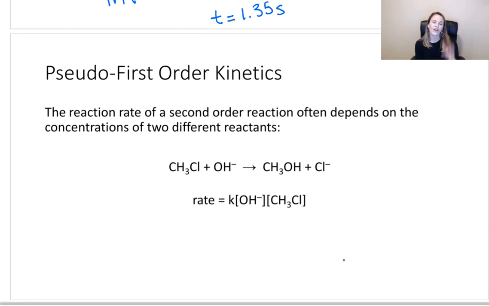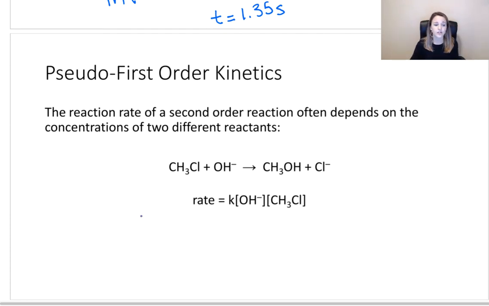This brings me to one last thing we want to talk about before I wrap up the episode, and it's something called pseudo first order kinetics. This is when you have a reaction that has 2 reactants. That's the first condition. So let's look at our example: methyl chloride plus hydroxide ion. We have 2 reactants, they come together and form 2 different products.